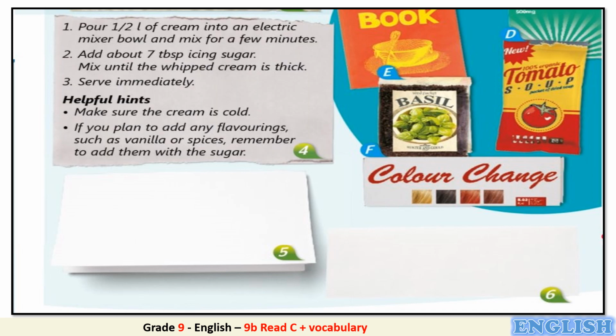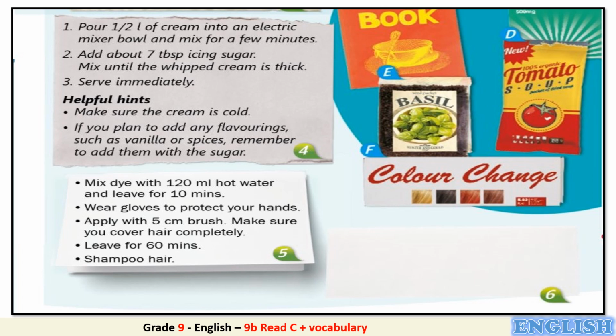4. 1. Pour half a litre of cream into an electric mixer bowl and mix for a few minutes. 2. Add about 7 tablespoons of icing sugar. Mix until the whipped cream is thick. 3. Serve immediately. Helpful hints. Make sure the cream is cold. If you plan to add any flavourings, such as vanilla or spices, remember to add them with the sugar.